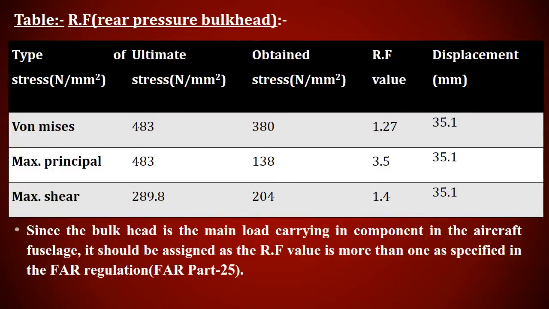So for the rear pressure bulkhead, here are some values obtained from the previous diagrams: the types of stresses, ultimate stresses, von Mises stress, RF and displacement values. For von Mises, the ultimate stress is 483 and the von Mises stress is 380, RF is 1.27 and displacement is 35.1. For maximum principal stress, the ultimate stress is 483, the stress is 138, RF value is 3.5 and displacement is 35.1. For maximum shear stress, the ultimate stress is 289.8 and the stress is 204, RF value is 1.4 and displacement is 35.1.